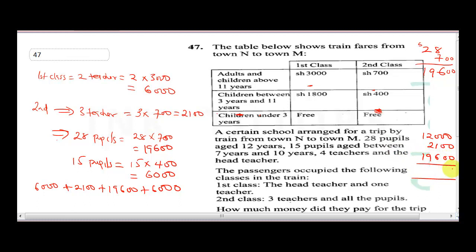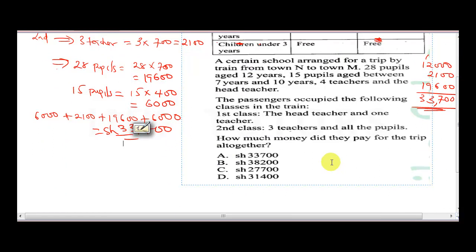Now, 0 plus 0 plus 0 is 0. 1 plus 6 is 7. 2 plus 2 is 4. 4 plus 9 is 13, you carry 1, and this will give us 3. So 33,700 is our final answer. So that means if we sum this, we're going to get 33,700 shillings. So this is the total amount of money spent. Now let's check if that's in our final answer. Yes, I think we got it, and that's A.